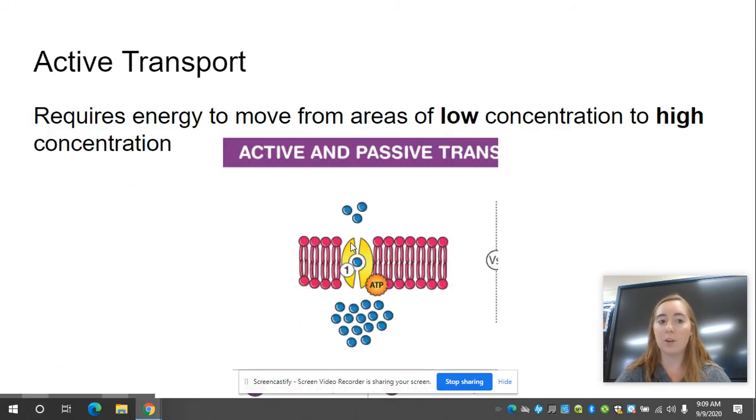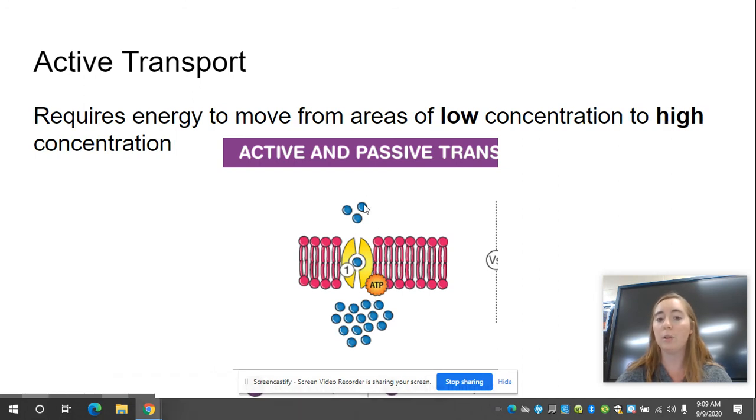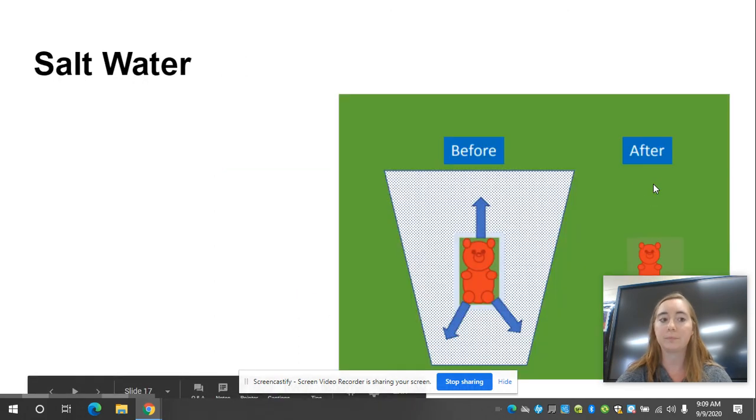Active transport, though, is different. We see this protein, but we also see this ATP molecule. And whenever we see ATP, we should think right away of energy. It requires energy to move from a low concentration here to a high concentration here at the bottom. We need this energy molecule to open this carrier protein to allow the molecules to move from one side of the cell to the other.